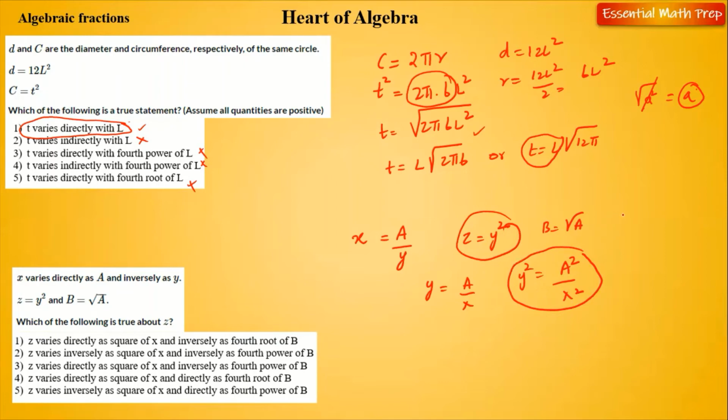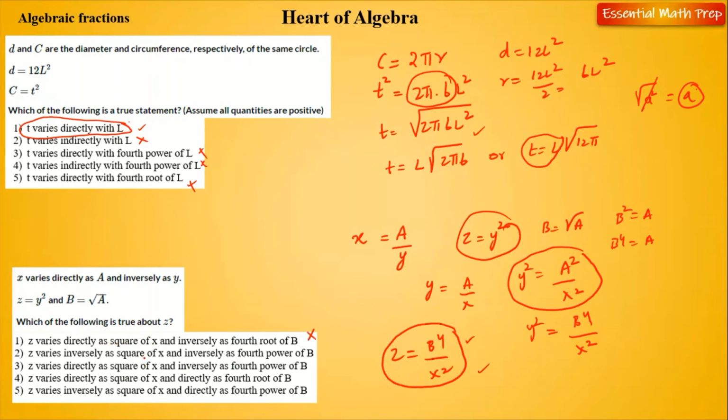So if you square once, it's B squared equals A. If you square again, it'll be B power 4 equals A. So let's go ahead and substitute Y squared equals B power 4 over X squared. Let's substitute this into Z equals Y squared. So Z equals B power 4 over X squared. This is our ultimate expression in terms of Z. So we know Z varies directly with B, inversely with X. Let's first get that out of the way. Z varies directly with X, that's incorrect.